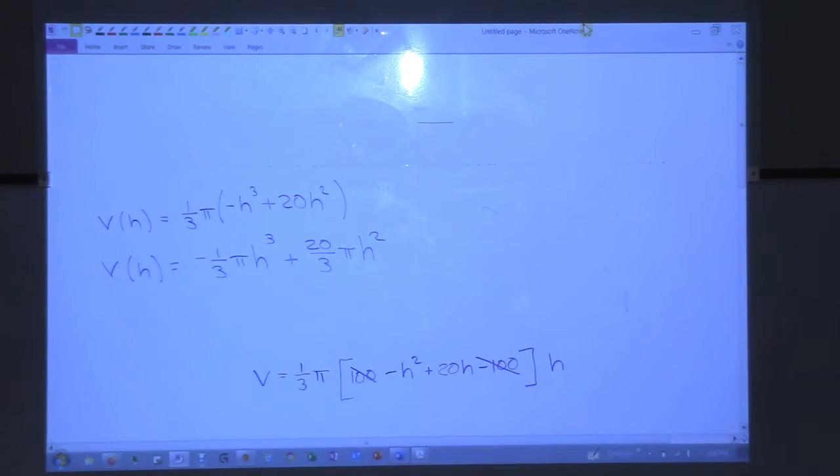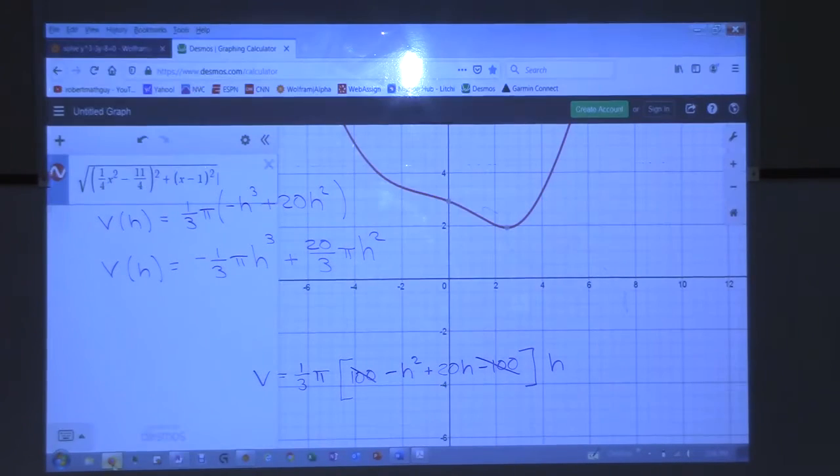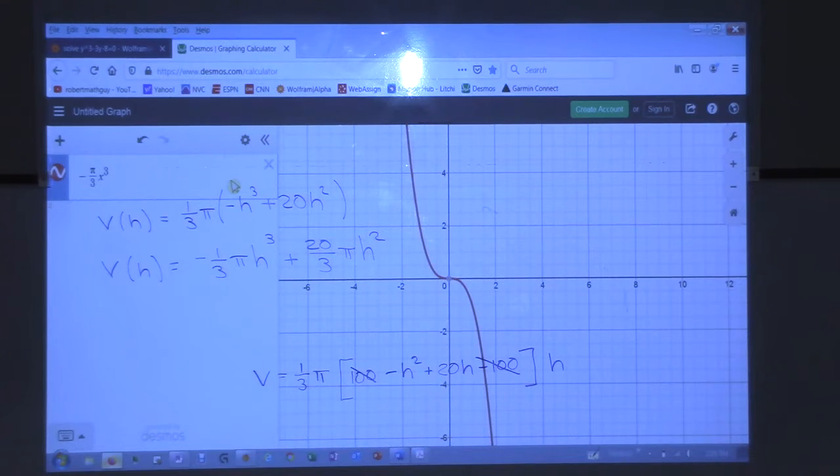So I'm going to graph it because I want you to see it. You're asking a good question. I want to graph this. So if I do negative pi over 3 times x cubed and then plus 20 pi over 3 x squared. There it is.